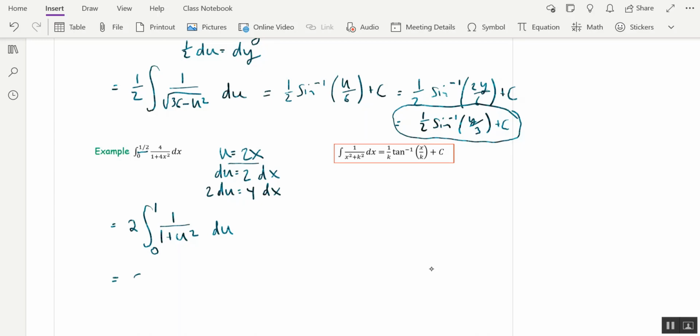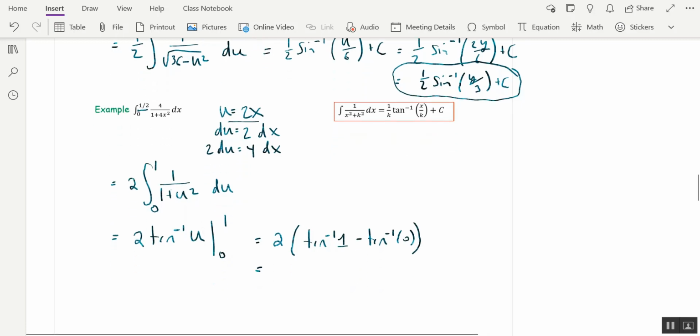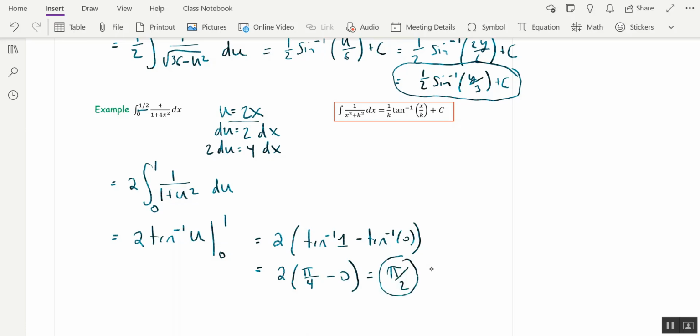And I'll evaluate. This is 2 tangent inverse of u, because our k is 1 in that formula, evaluated from 0 to 1. So that's twice tangent inverse of 1 minus tangent inverse of 0. Tangent inverse of 1 is pi over 4, and tangent inverse of 0 is 0. So pi over 2. Okay, quick section, but very useful, and that's the end.